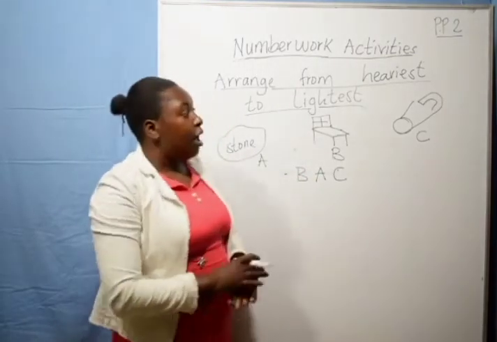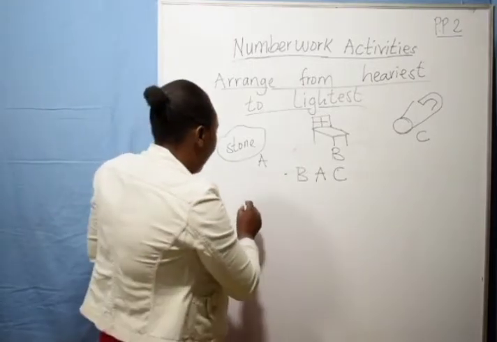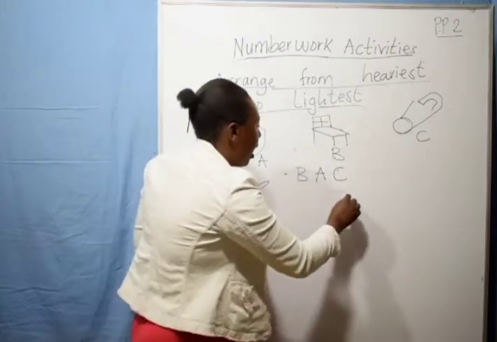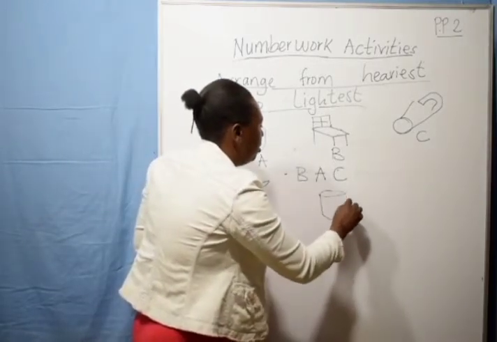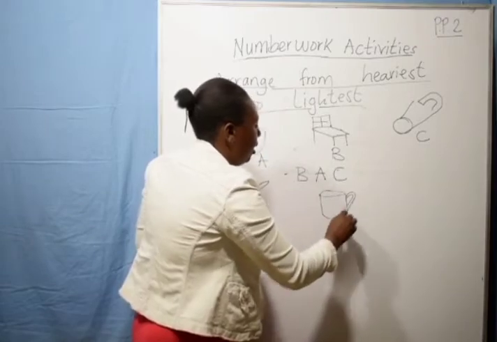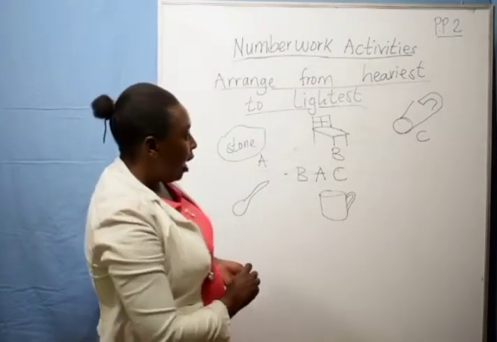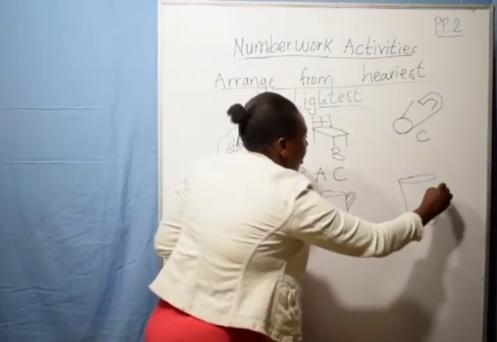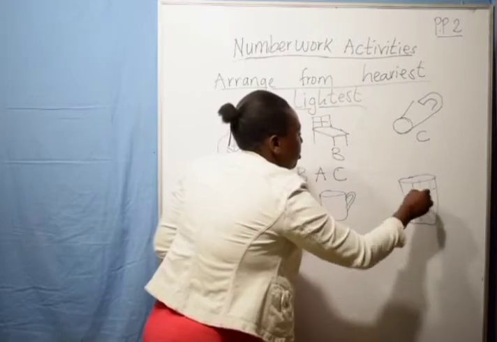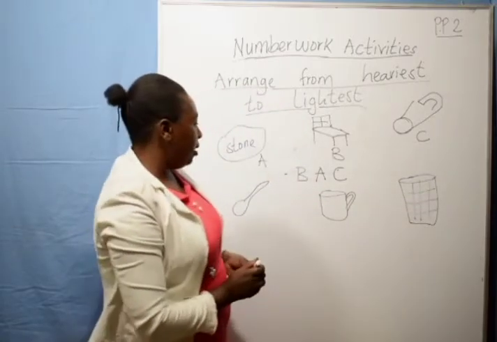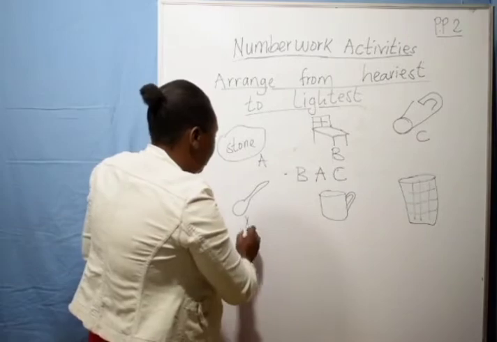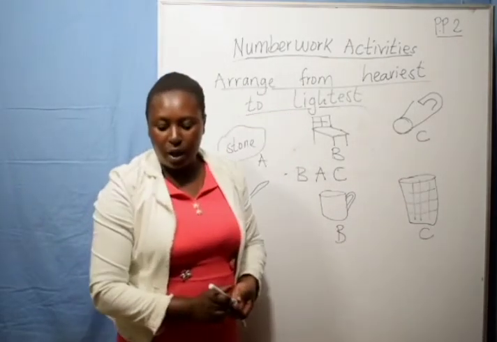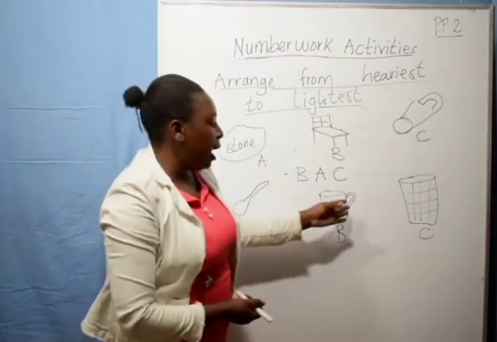To the lightest. The other thing, I have a spoon, a cup, and a dustbin. A spoon, a cup, and a dustbin. How does it go? Spoon at A, cup at B, dustbin at C. How am I going to arrange it?